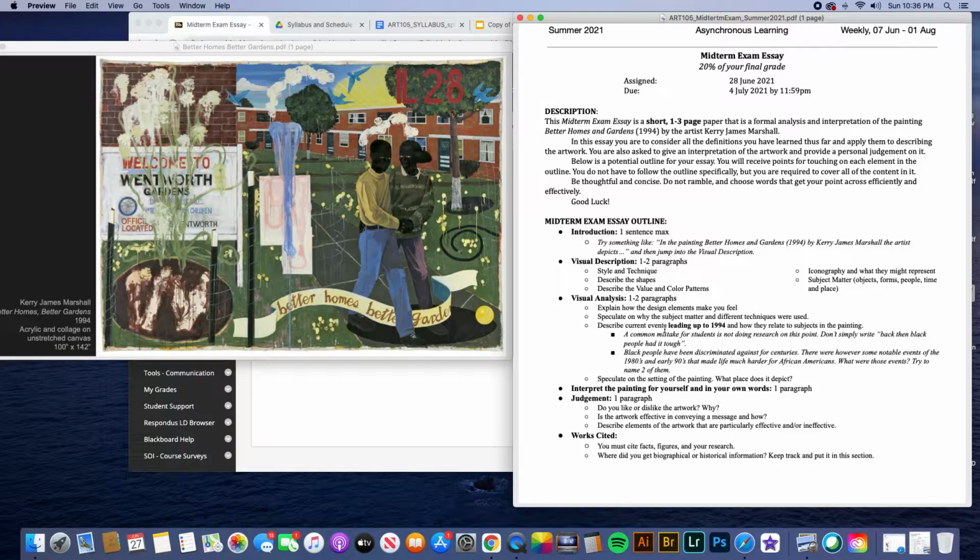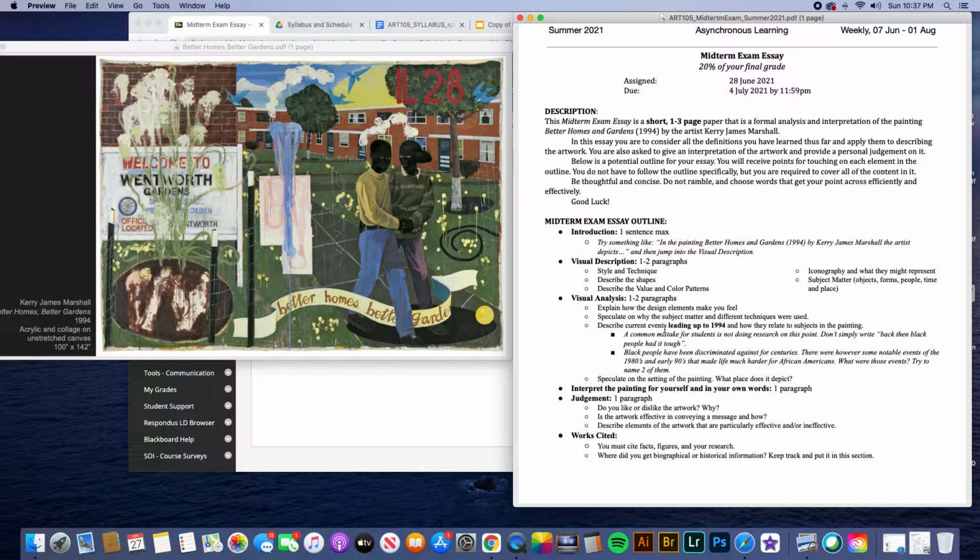So like I said, I want to hear about the current events leading up to 1994. A common mistake for students is not doing research on this point. One of the simple sentences that I often get in assignments like this is, back then, black people had it tough. I've had people write that before. It's certainly true, but it's also certainly true that today black people and all minorities really have it tough in this country. What were the events leading up to 1994 that might give a good understanding as to the climate in which this artwork was made?